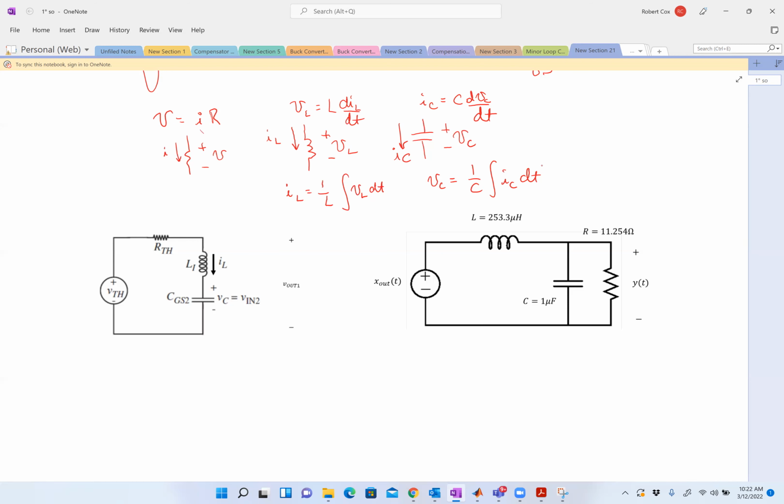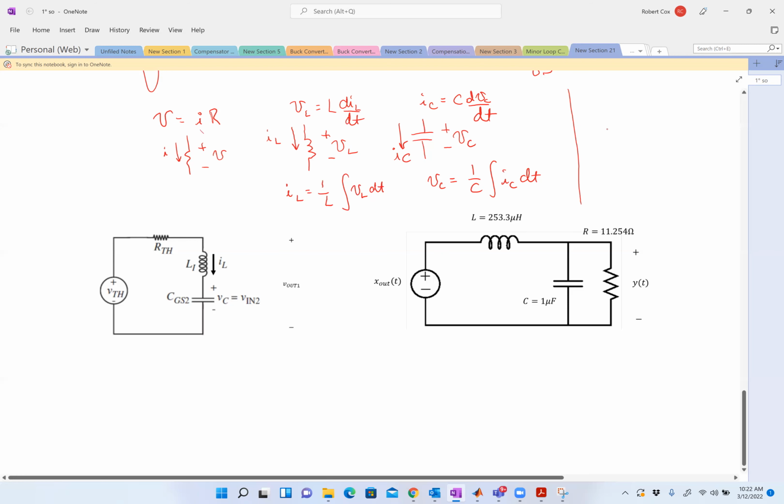So we need to use those five relationships, if you will, every time we're writing a differential equation. Now, the thing to remember is in these problems, we have two energy storage elements. And so that always means that our differential equation will require a second derivative. So we always want to look at what the problem is asking us for.